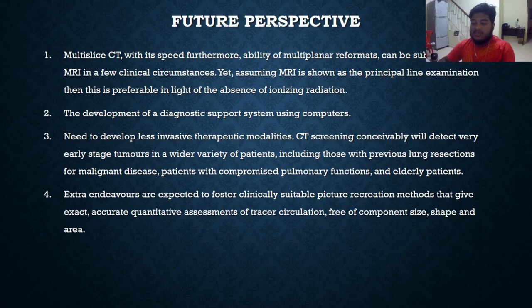CT screening will conceivably detect very early stage tumors in a wider variety of patients, including those with previous lung resection for malignant disease, patients with compromised pulmonary function, and elderly patients. Lastly, extra efforts are expected to foster clinically suitable image reconstruction methods that give exact, accurate quantitative assessment of pressure circulation, free of component size, shape, and area.